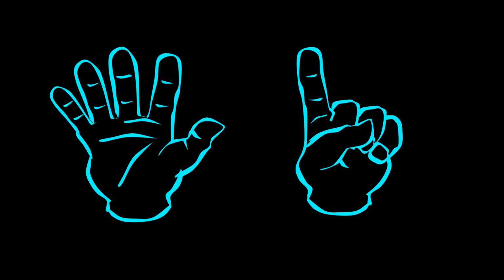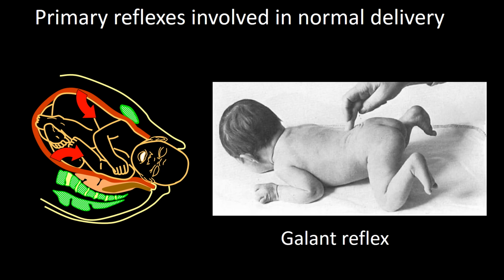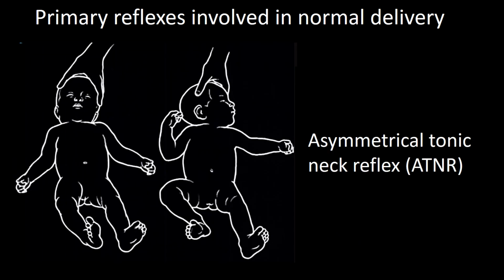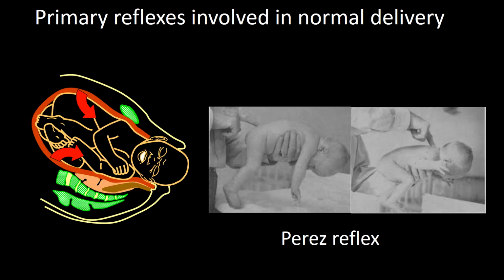6 primitive reflexes are involved in the delivery process. 5 of them are the Bauer reflex, characterized by forward progression when the soles of the feet are stimulated. The Galant reflex, which produces lateral motion of the spine, thus changing the vector of the forces generated by uterine contraction. A similar function has been linked to the asymmetrical tonic neck reflex, also the tonic labyrinthine reflex, and the Moro reflex. The other one, the one not previously mentioned and apparently involved in the same task, is the Perez reflex.